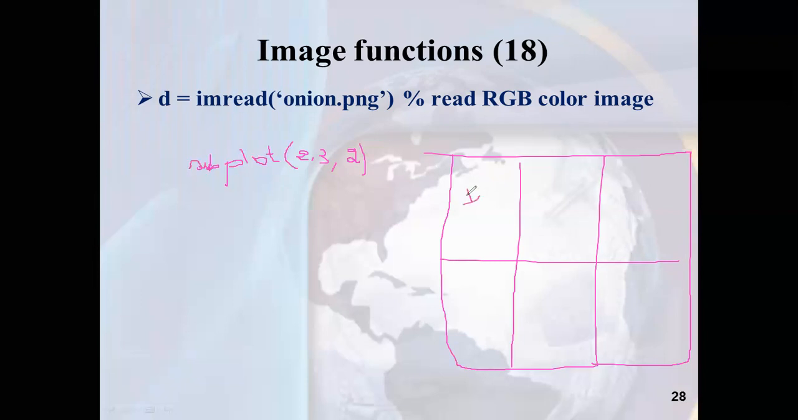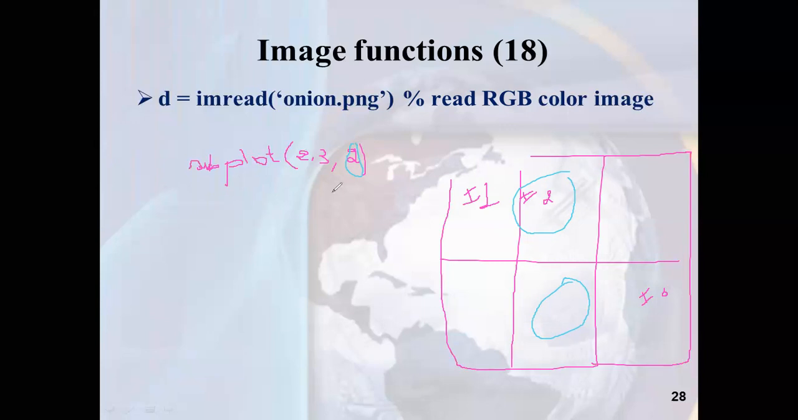Image 1, I1, I2, I3, I4, I5 until I6. So this is I1, I2, I3, I4, I5, I6. Now, if I want to draw here, I just put 2. Subplot 2, 3, 2, I write the image here. If I want to draw here, I write subplot 2, 3, 5.